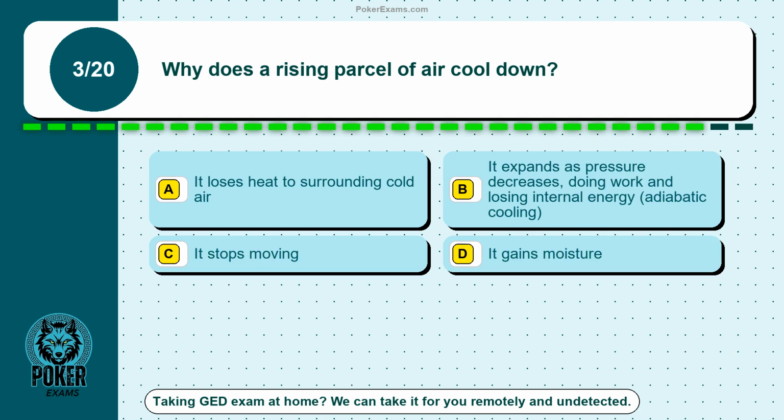Question 3. Why does a rising parcel of air cool down? Option A. It loses heat to surrounding cold air. Option B. It expands as pressure decreases, doing work and losing internal energy, adiabatic cooling. Option C. It stops moving. Option D. It gains moisture.